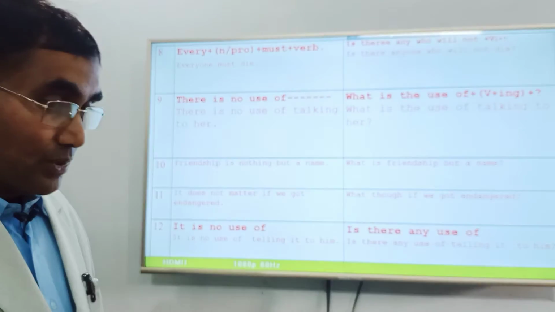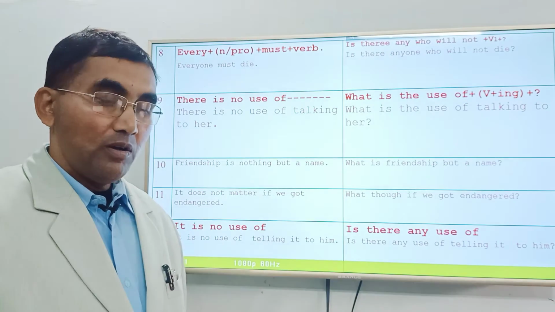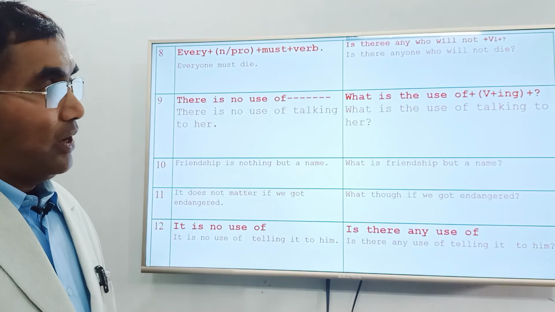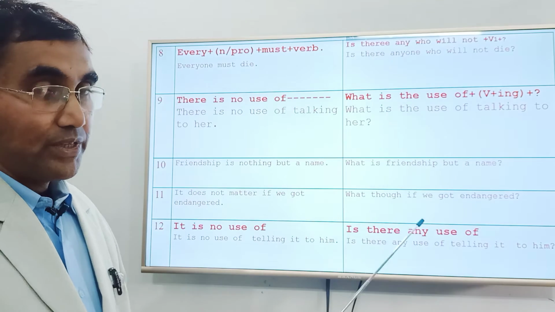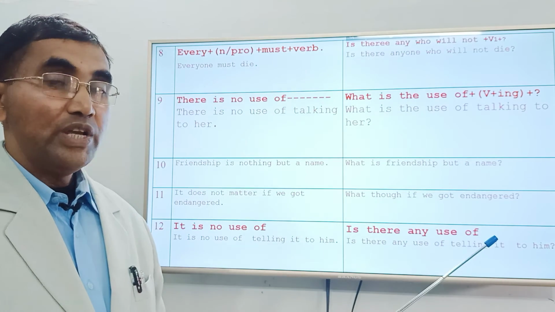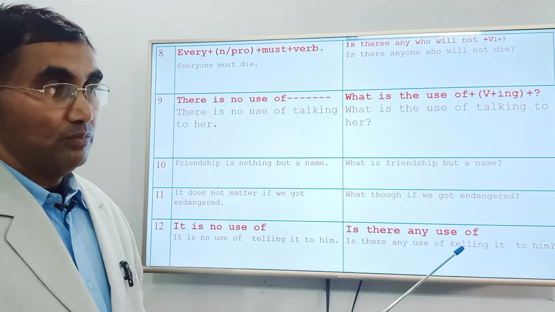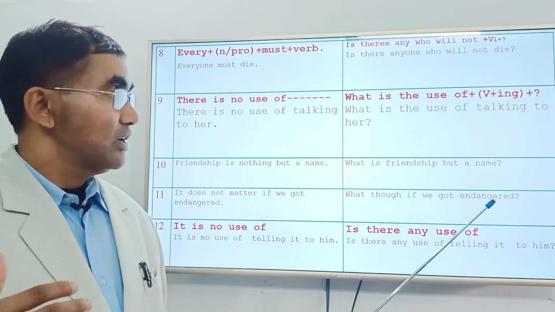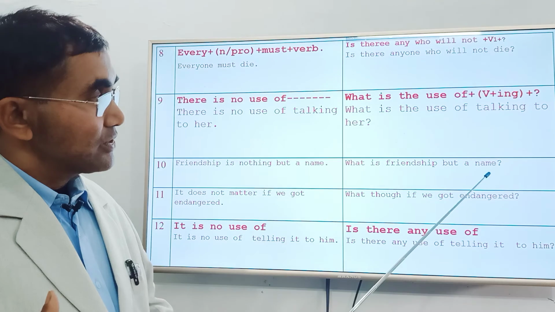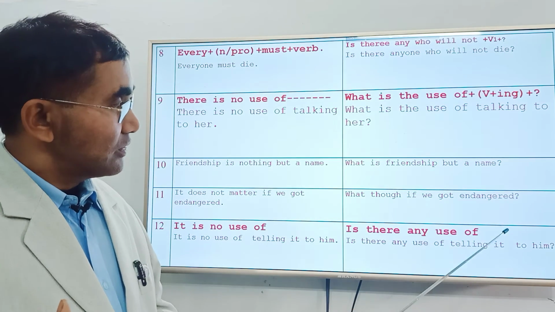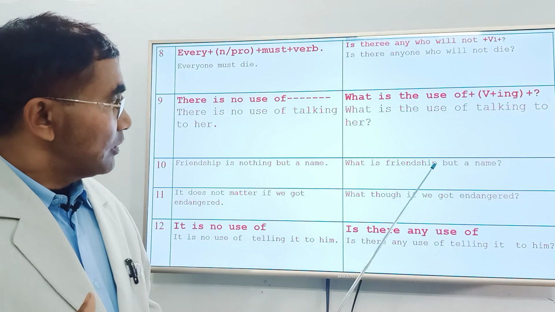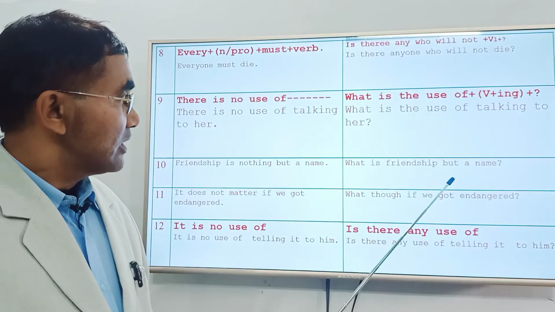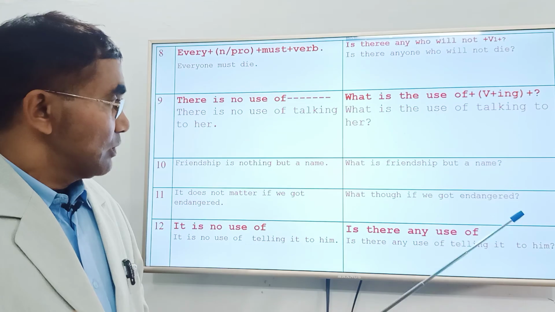Dear friends, one point that many students often forget: to form an interrogative sentence you will have to use a question mark, or mark of interrogation, at the end of the sentence. If you don't use the question mark at the end of the sentence, the very correctness of the sentence will go in vain and you may not get full credit.